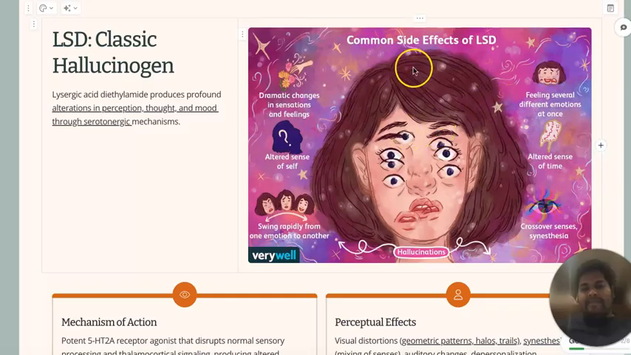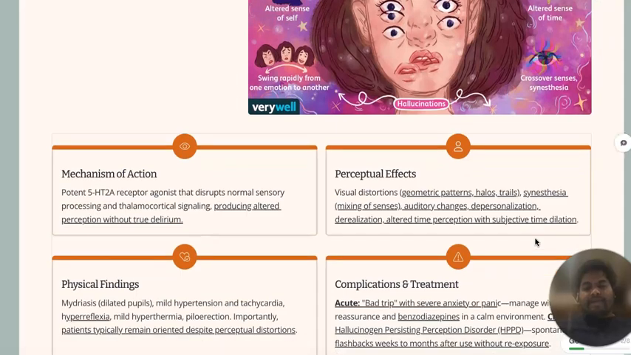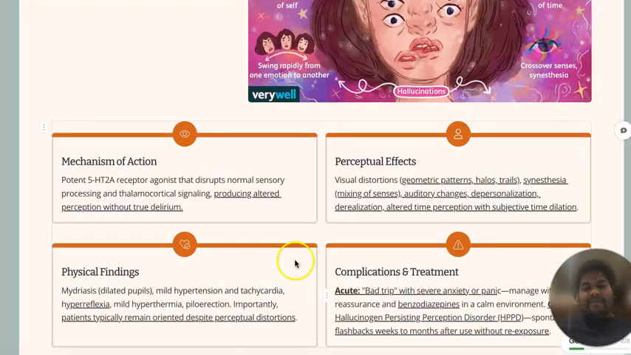Okay, so in this picture, these are the common side effects of LSD: dramatic changes in sensation and feelings, altered sense of self, swinging rapidly from one emotion to another, altered sense of time, feeling several different emotions at once, and crossover senses. That's synesthesia. So as we're talking about LSD, the mechanism of LSD is that it is a potent serotonin receptor agonist. It disrupts normal sensory processing and thalamocortical signaling, so ultimately producing altered perception without delirium.